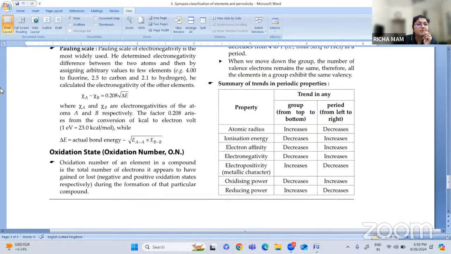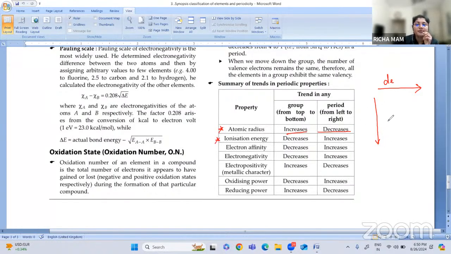So how does this property vary? Atomic radius in the group, that is from top to bottom, it increases. As you go from top to bottom, it increases. As you go across the period, it decreases. So remember this, very important. Atomic radius. Next is ionization energy.